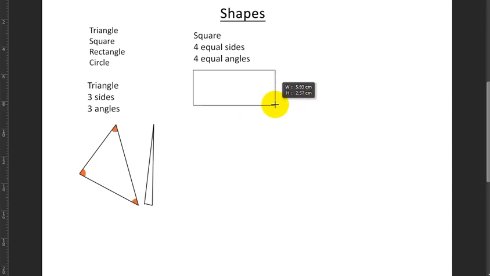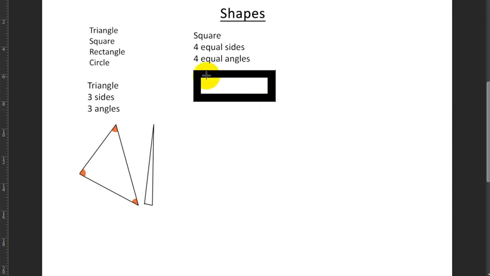Now, if I did it like this, well, okay, that was a little too much. If I did it like this, again, the same thing. Anyway, if I did it like this, then this side is much bigger than this side and this side. So this is not a square, actually.